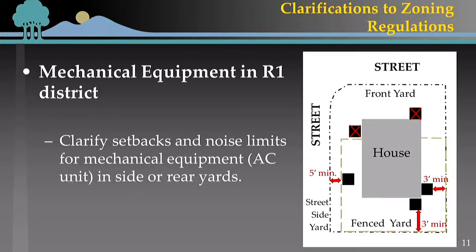So the diagram here illustrates where you could potentially see something like an AC unit. If you see this lot in the back where the black squares are, there's a 3 foot minimum from the side, 3 foot minimum from the rear, and it's on the street side yard within the fenced yard, which fences on a street side yard have to be minimum 5 feet from the property line.